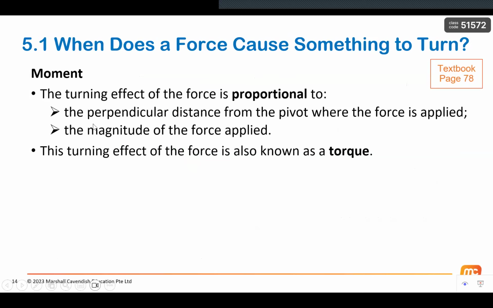Okay, so based on just now that formula, moments is the force times the perpendicular distance between the line of action of force and the pivot. We know that the turning effect is directly proportionate to the perpendicular distance and to the magnitude of force. So it simply means the larger the distance, the larger the moments, the larger the force, the larger the moments as well. Okay, so this turning effect is also known as torque.